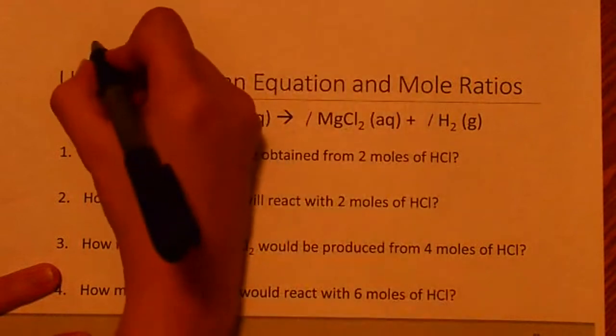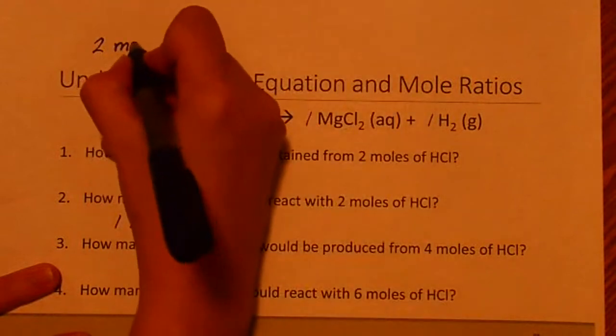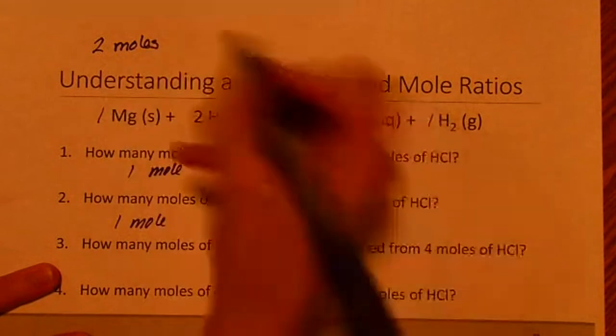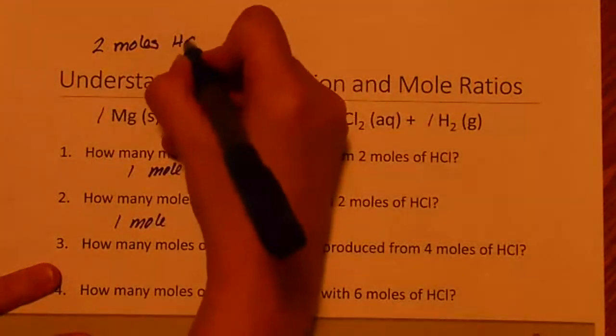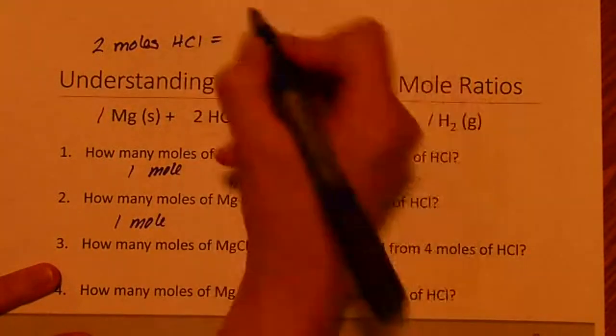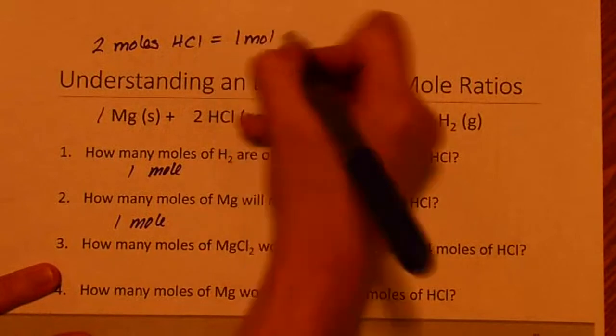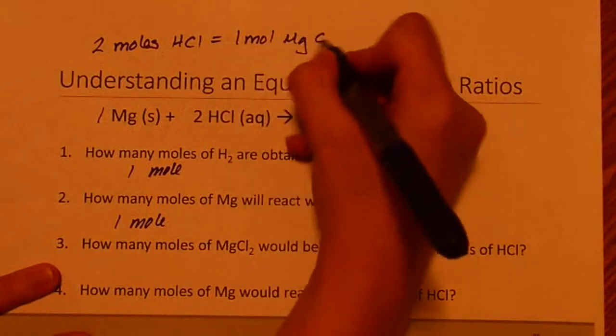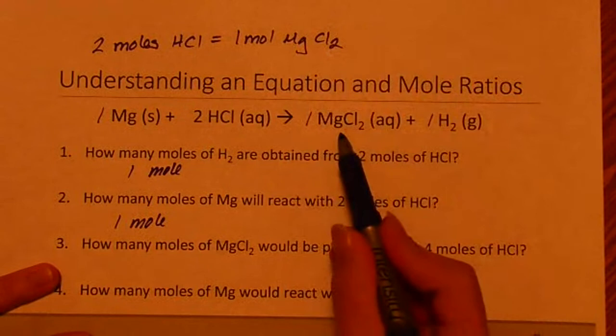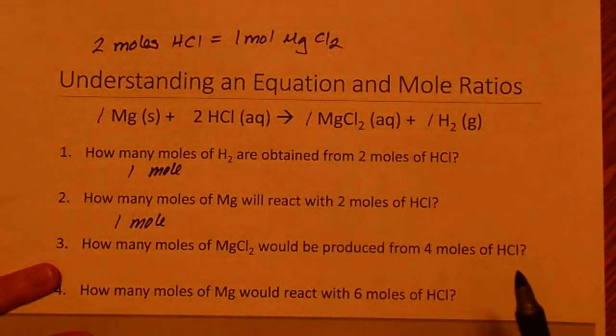Let's do it over here. So for every 2 moles of HCl that react, that's going to produce 1 mole of magnesium chloride. Okay. Now we can use this as a conversion factor.